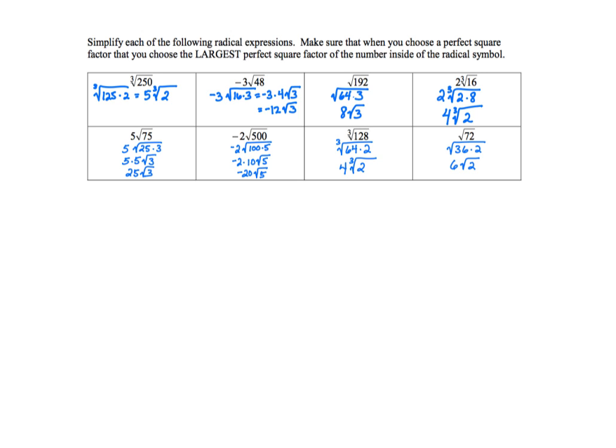Here are the answers to all the problems. You'll notice that I rewrote 250 as 125 times 2 because 125 is the perfect cube. Gets me my answer here. And in all of these, I chose either a perfect square or a perfect cube, depending upon which type of radical I was simplifying.